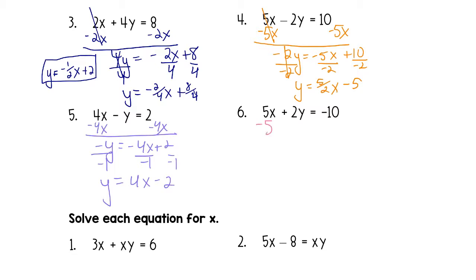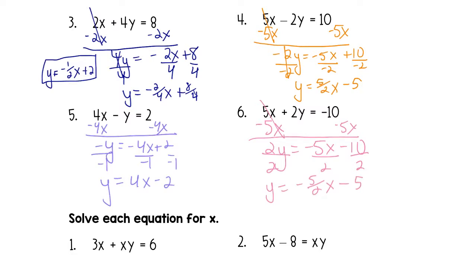Last one, we've got to subtract 5x from each side. The x's cancel. We've got 2y equals negative 5x minus 10. Divide everything by 2, and that leaves me with y equals negative 5 over 2 x minus 5.